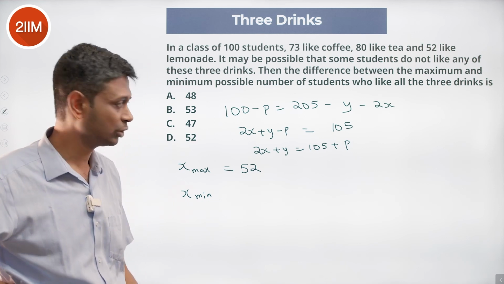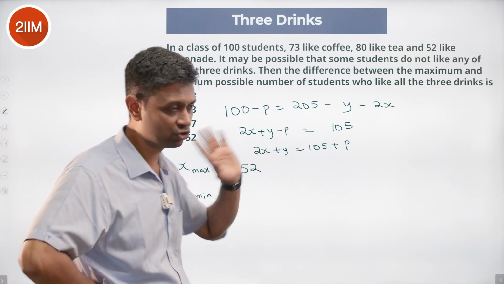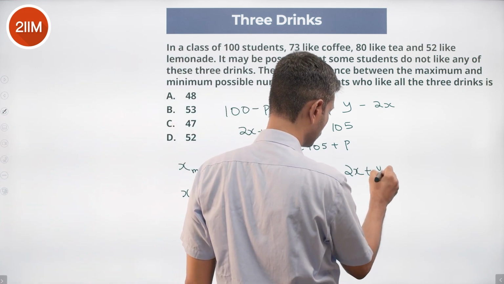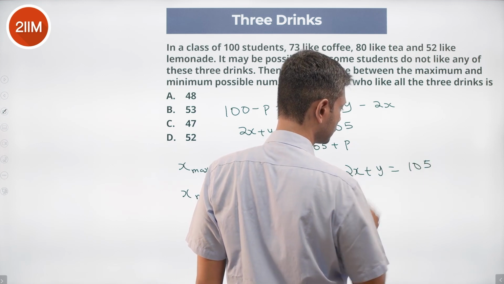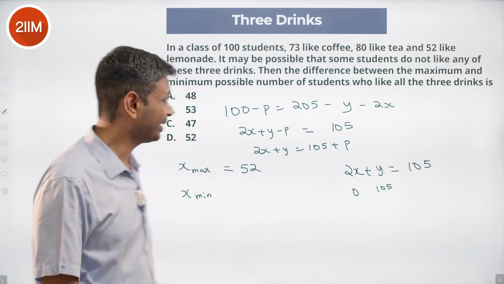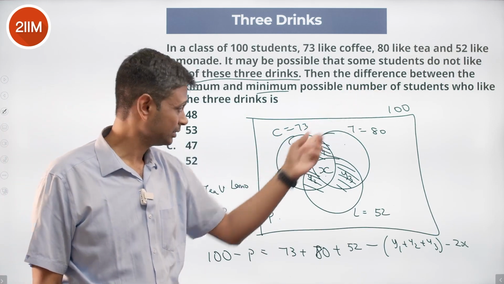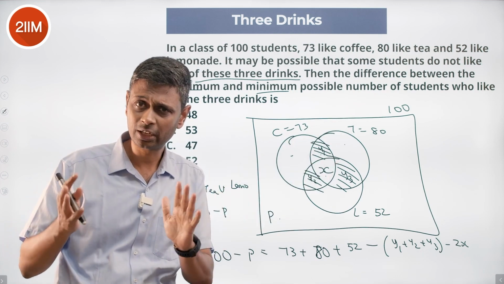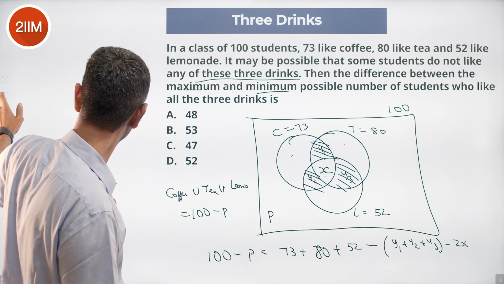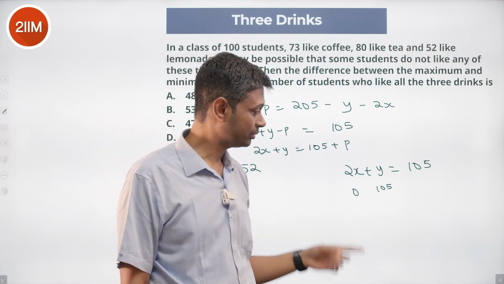X maximum is 52. X minimum should be as low as possible. For that, the best case scenario is to put p as 0. 2x plus y equals 105. Put x as 0, y should be 105. But look at the diagram. Y cannot be 105. There are only 100 people remaining. These three cannot add up to 105. That's not possible. So the maximum we can go is for y to be 100. Put y to be 100, x has to be 2.5.